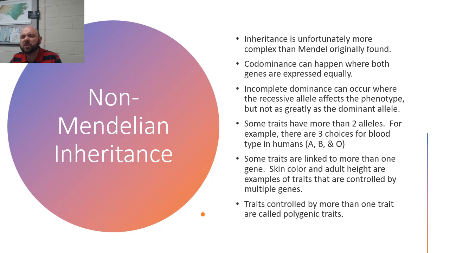Their characteristics are often controlled by more than 1 gene, and we can't predict as easily because of that as we could with the pea plants. But the work of Mendel was still very, very important because it allowed us to begin the understanding that allows us to further evaluate how our characteristics are passed down generation to generation.